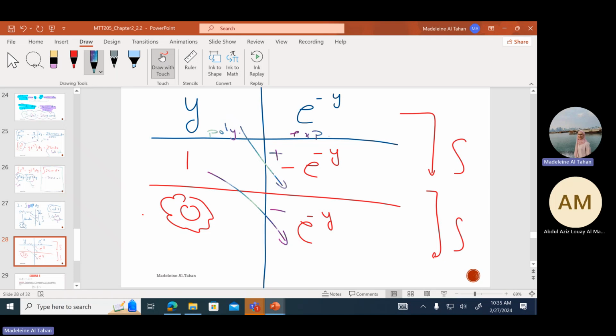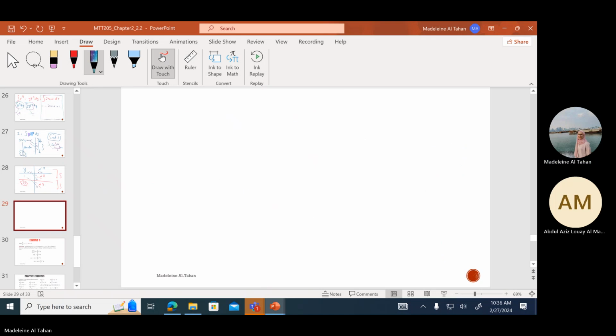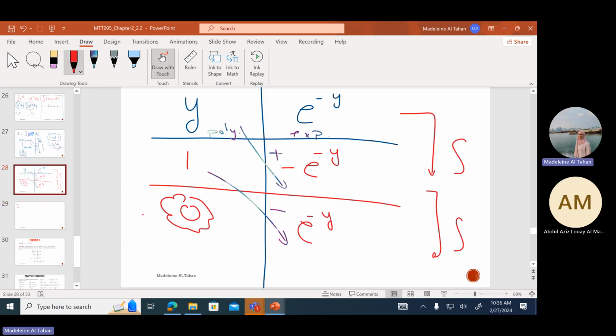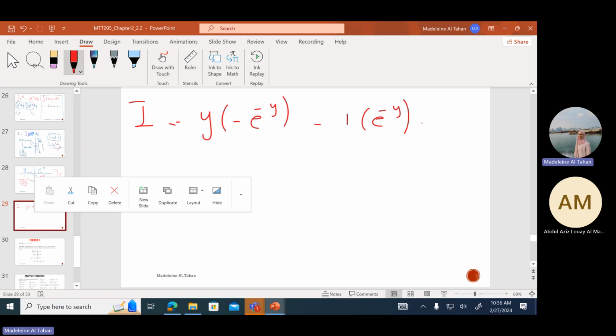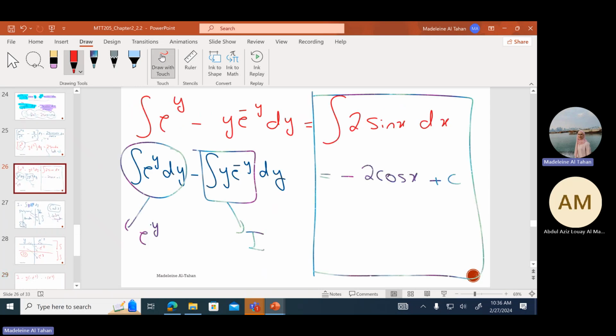Okay, if you don't want to use tabular integration, it's okay. Use integration by parts. So now that we step like that, I will continue, but till this moment is it okay for you? Now, what's the next step? I is y times negative, and the second one minus. You will get this, okay? Then the last step, this I that is here, you will go to here and substitute it.